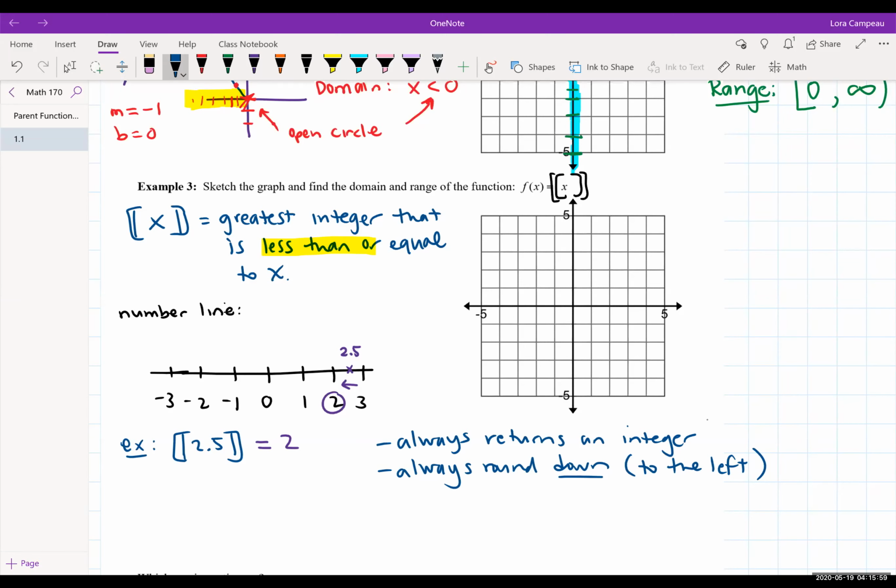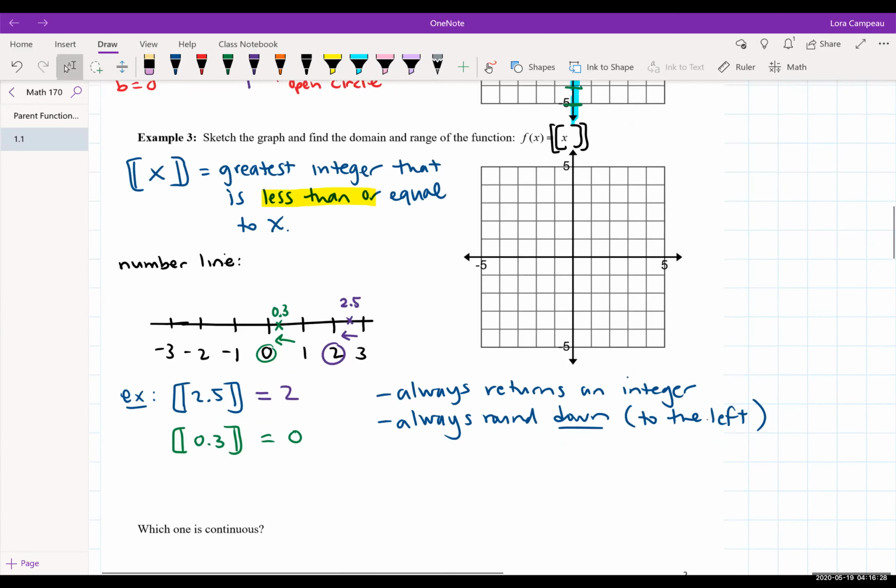So for example, we'll do another one together. Let's look at 0.3, greatest integer of 0.3. And I like to mark it down. So 0.3 falls in between 0 and 1, a little bit closer to the 0. And again, if you're going to round down, it's going to go to the 0. Now, I want to play with a few more just to make sure you have it, and then we'll talk about making a table for this.